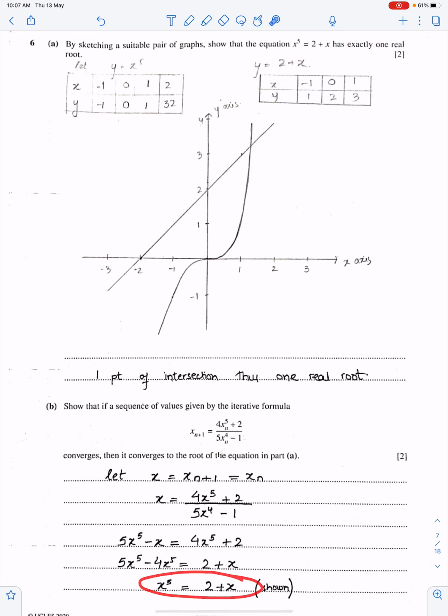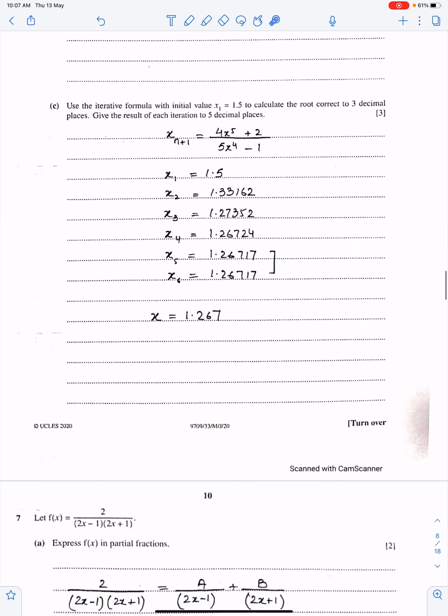It's here. Make sure you understand this statement: the iterative formula converges. That means this thing. Next part.